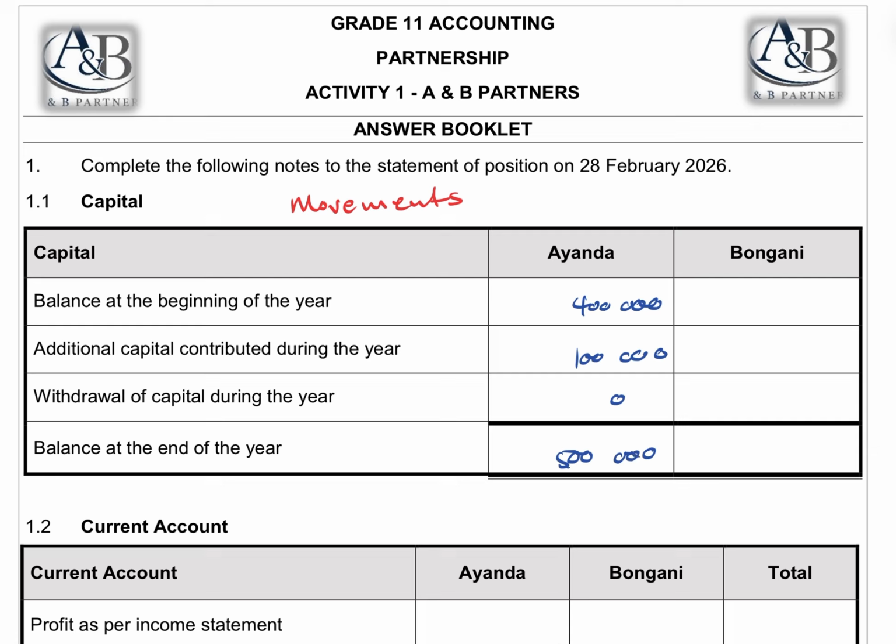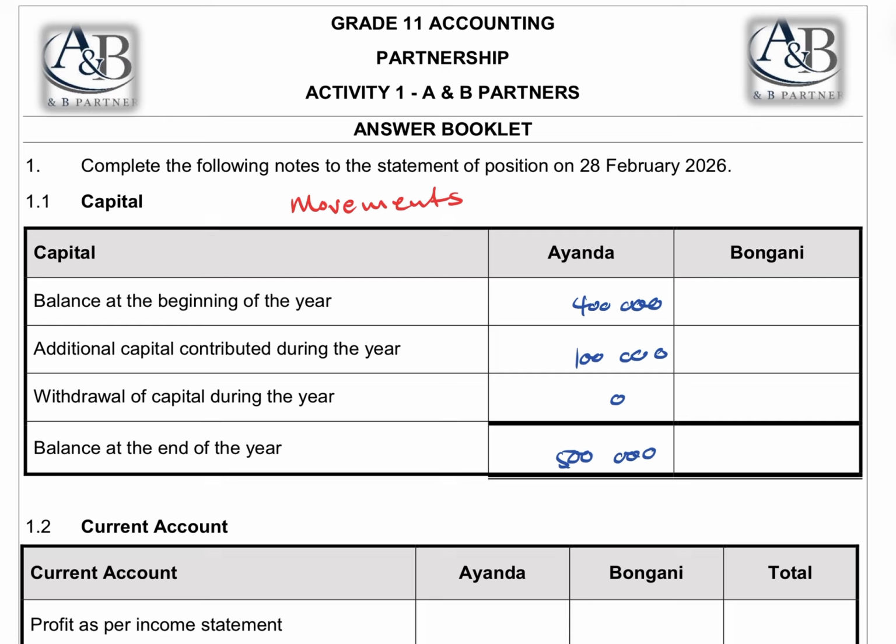All right, so remember this important rule. If a partner contributes extra capital during the year, the closing capital will be higher. So to find the opening capital, we must subtract the additional capital from the closing capital. That is why we subtracted 100,000 from the 500,000.